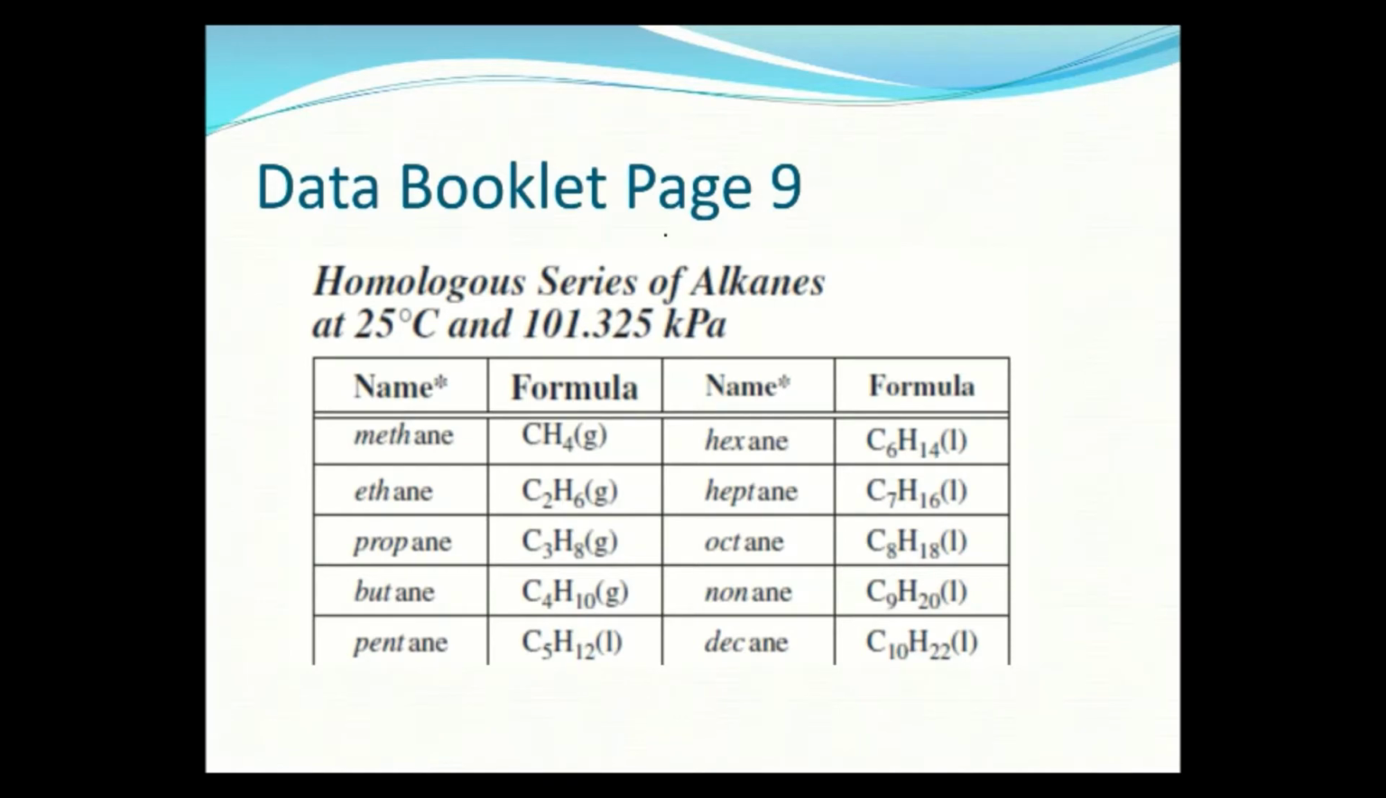It gives you that information on page 9, which I think, yes, right here in my data booklet. So it'll tell you this: meth means 1, eth means 2, prop means 3, but means 4, pent means 5, hex is 6, and so on. So all that is in your data booklet, so you don't have to memorize it.